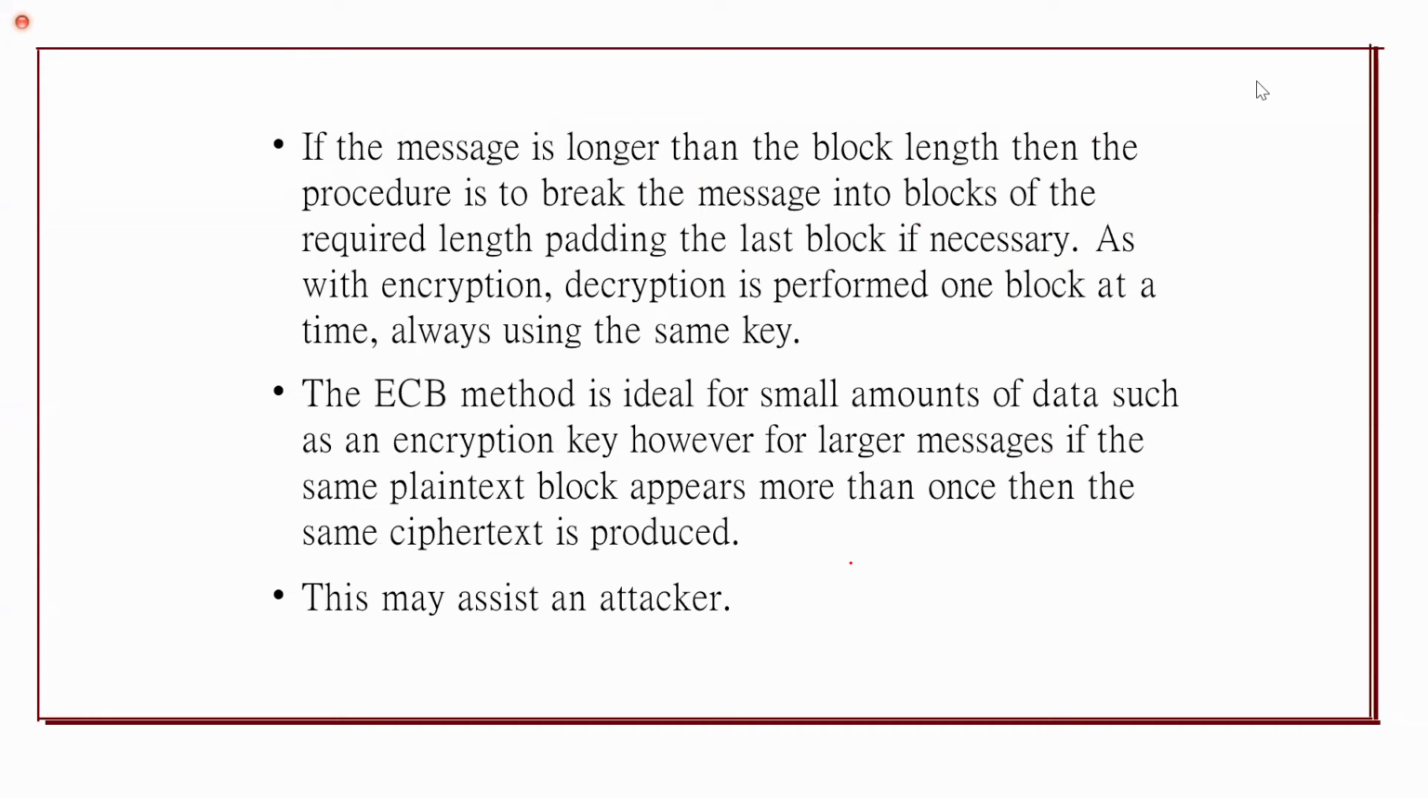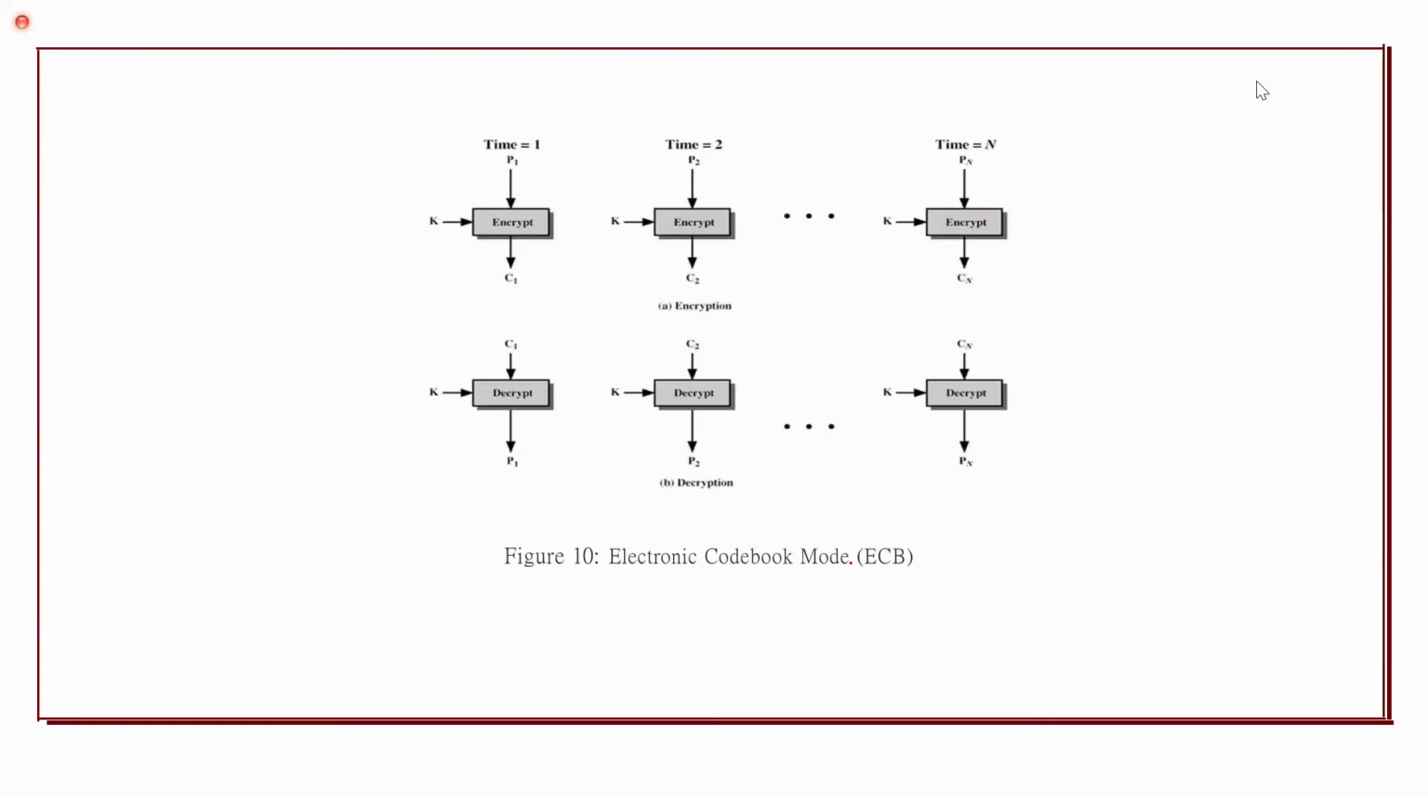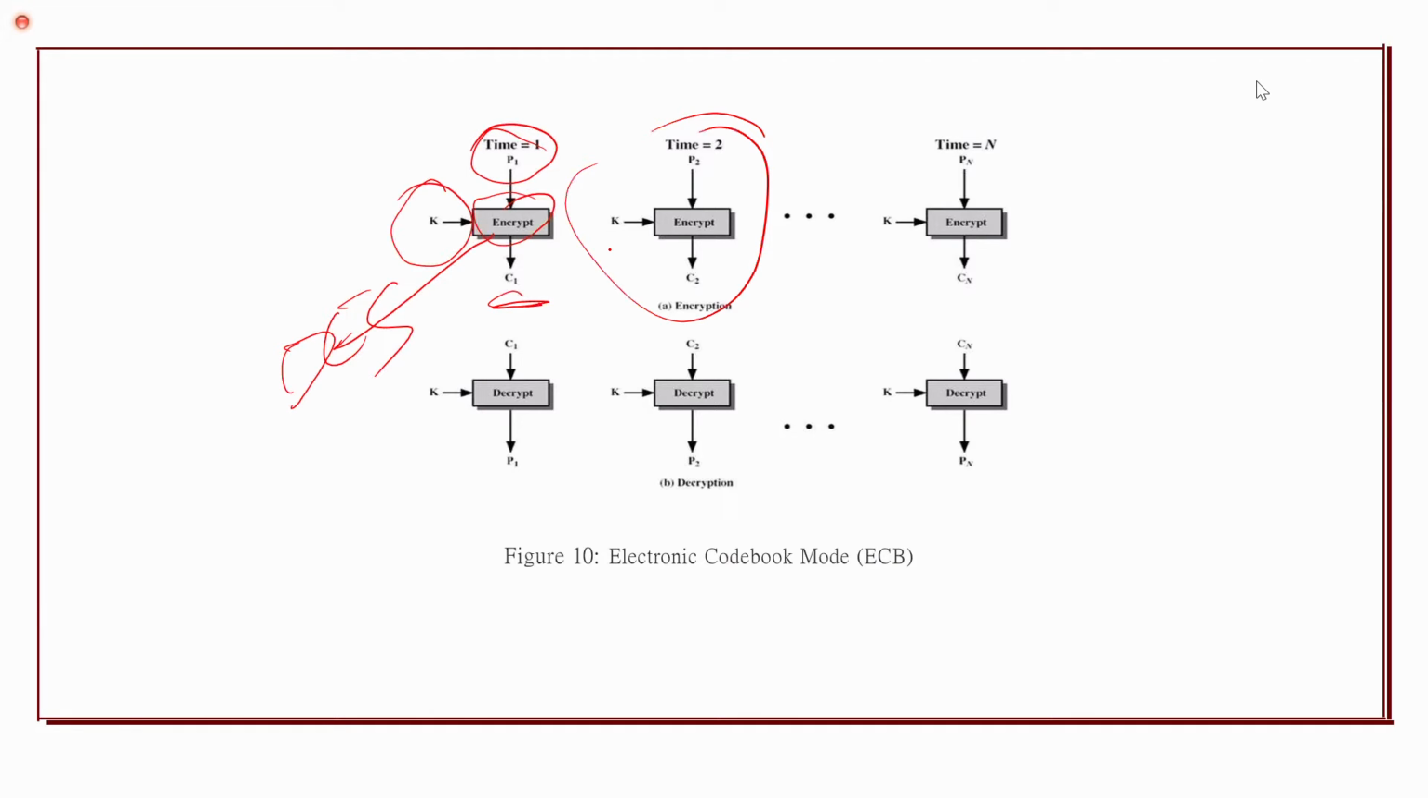Suppose you observe the pictorial representation of this electronic codebook mode. Block of plain text P1 is 64 bits, since it is using the DES encryption algorithm. It uses the key, takes the DES encryption algorithm, and produces the ciphertext. Block 2 again uses some other plain text. So it is a default one. On the decryption side, it simply takes the ciphertext, applies the decryption algorithm of DES, and produces the plain text.